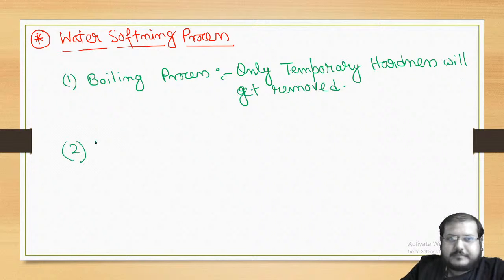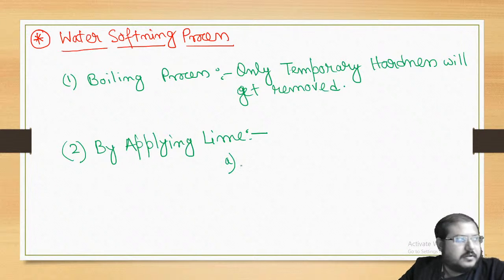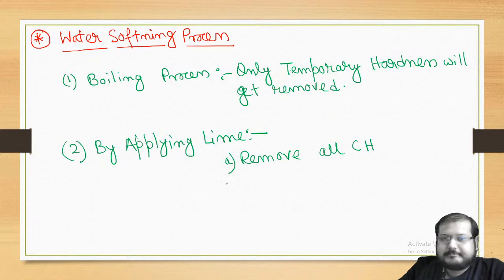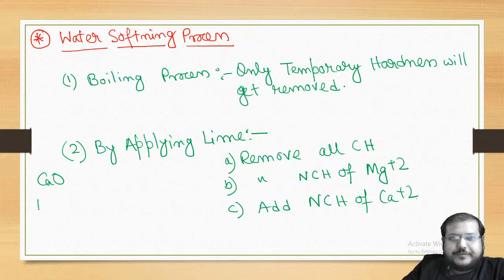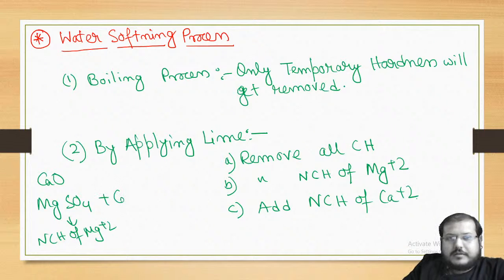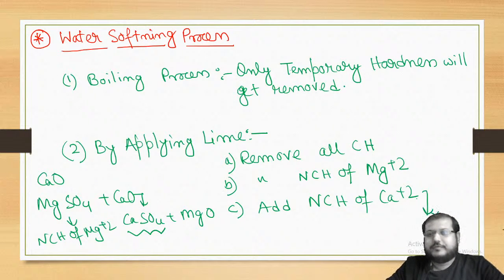And second will be by applying lime. By applying lime, we remove all carbonate hardness, remove non-carbonate hardness of magnesium, but add non-carbonate hardness of calcium. Like lime is what? Calcium oxide. If you react it with magnesium sulfate, non-carbonate hardness of magnesium, it will form calcium sulfate plus magnesium oxide. So this is nothing but non-carbonate hardness of calcium. So eventually, this cannot be removed.